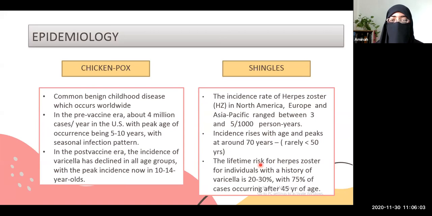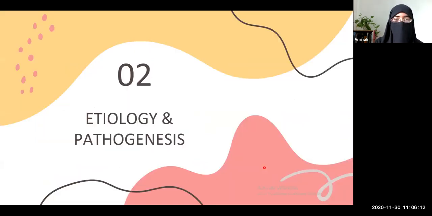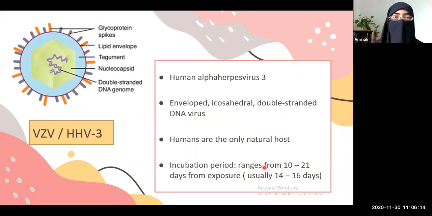For an individual who has had a history of varicella, the lifetime risk of getting shingles is about 20 to 30%. Okay, so what causes both of these diseases?